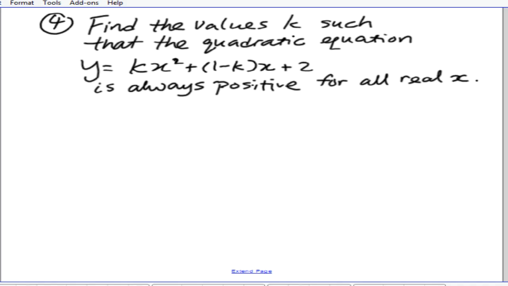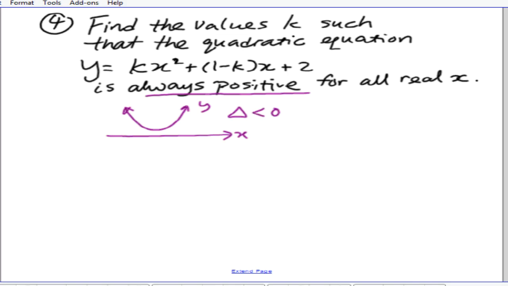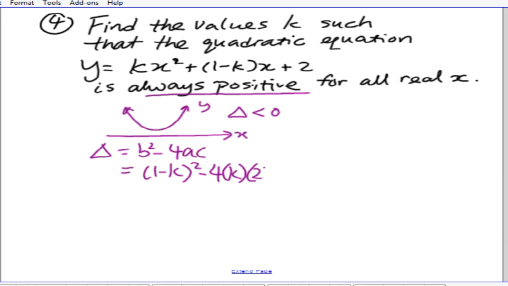All right, welcome back. So again, we want this quadratic equation to be always positive. Always positive means I want my equation to be like this, above the x-axis. That means the discriminant in this particular case is again less than 0. All right, so what is the discriminant? The discriminant is b squared minus 4ac. And here it is 1 minus k, everything squared, minus 4a, that is k, and c itself is 2. So it's 1 minus k, everything squared, minus 8k.